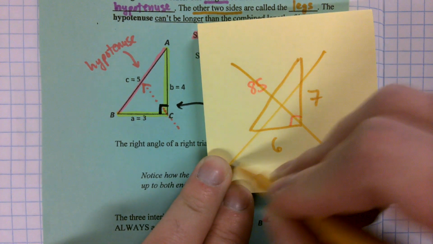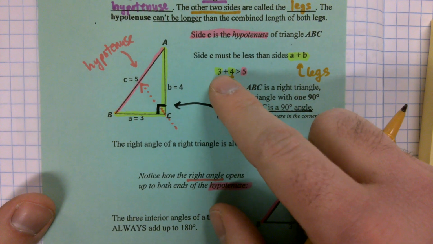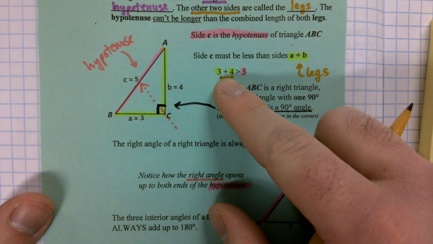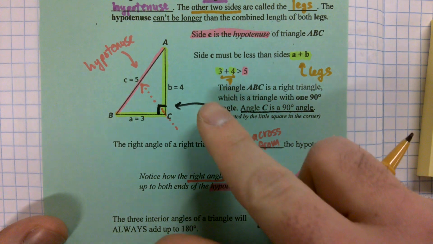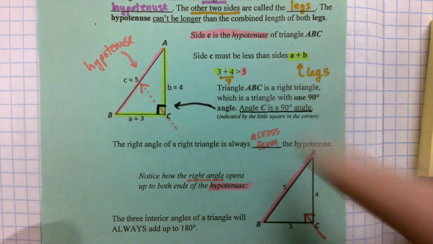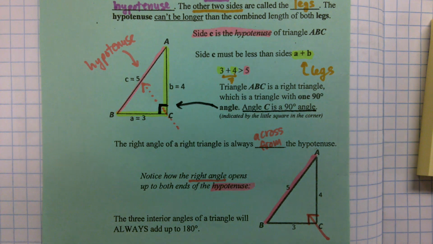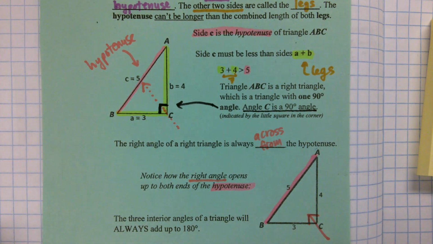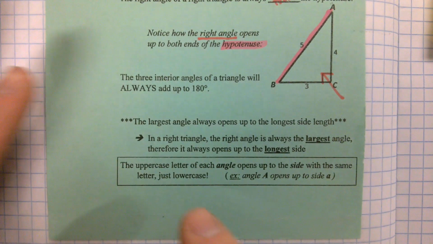So this triangle is impossible to construct. Both of my legs individually have to be smaller than my hypotenuse, but combined together to be greater than the hypotenuse. So that's kind of a confusing idea. That's why we're just breaking it down today, so we're ready for tomorrow.